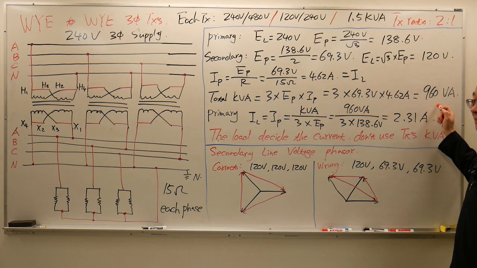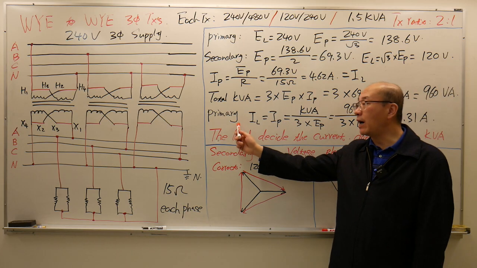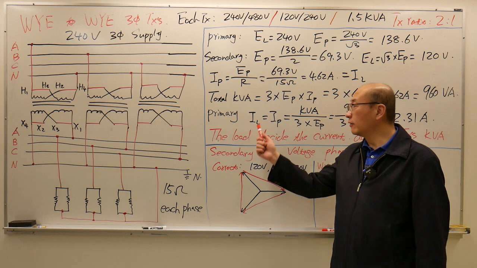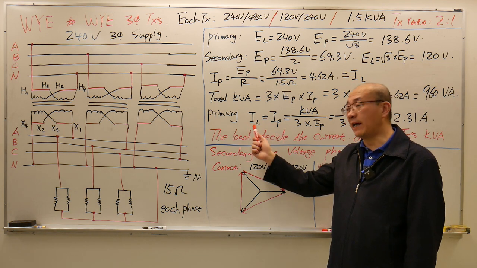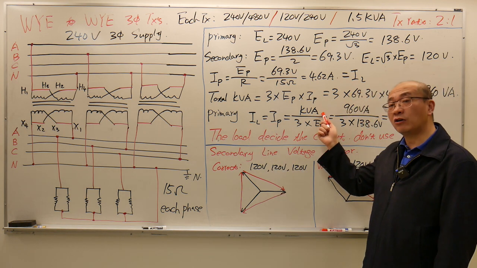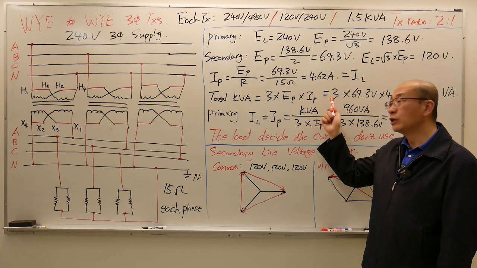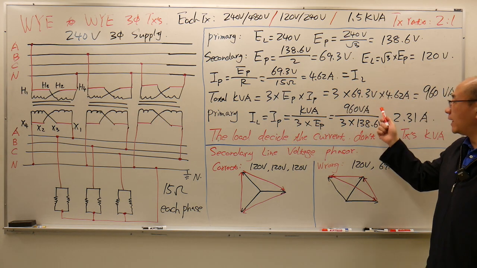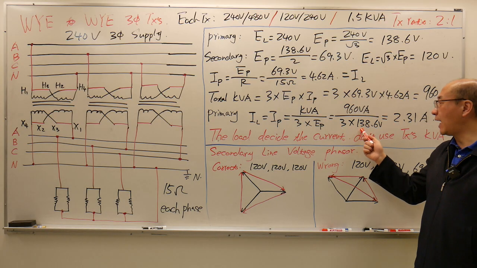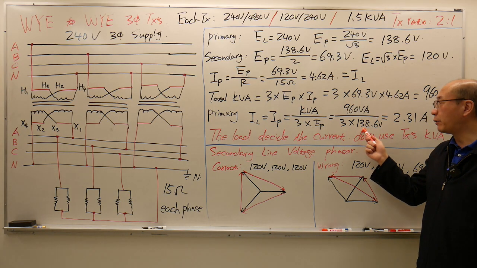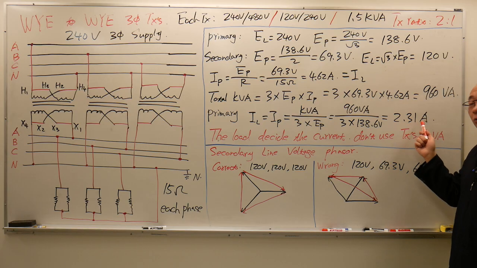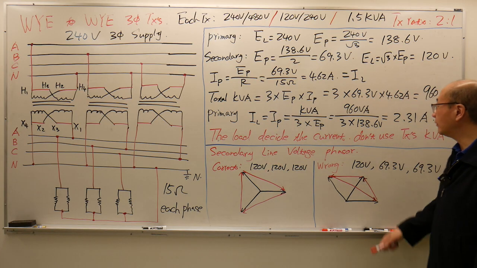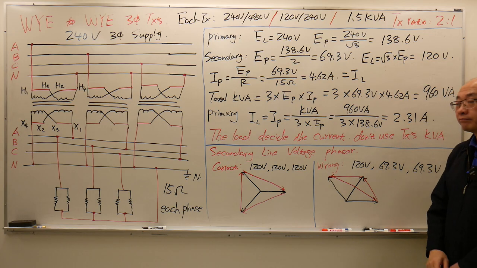Once I get this, I can calculate my primary line current or phase current. It's a Y connection, so phase current and line current will be the same. I'm going to use the total kVA of the load to calculate my phase current and the line current. So 960 divided by 3 times the phase voltage on the primary side gives me 2.31 amps. If I'm using the line value, I have the same number.